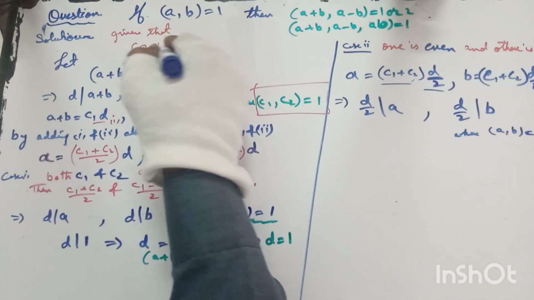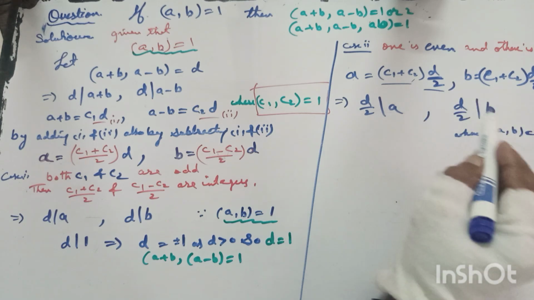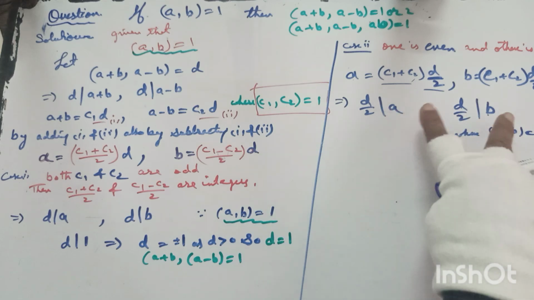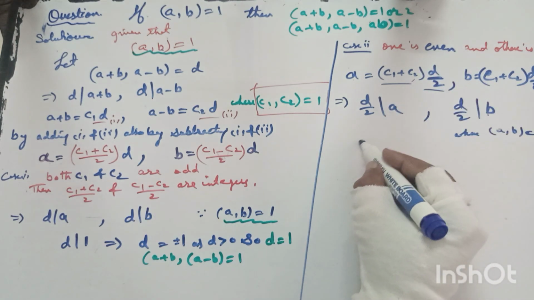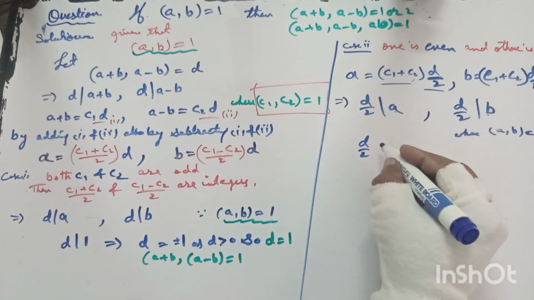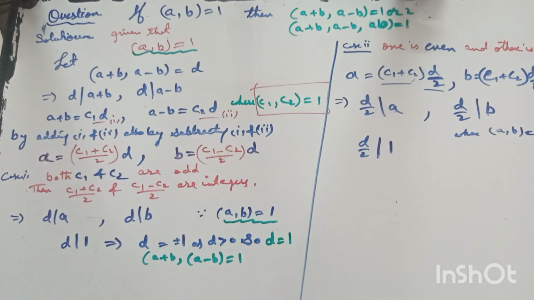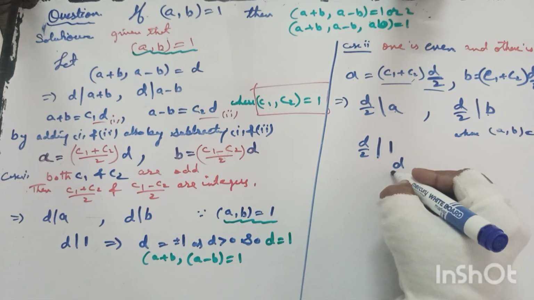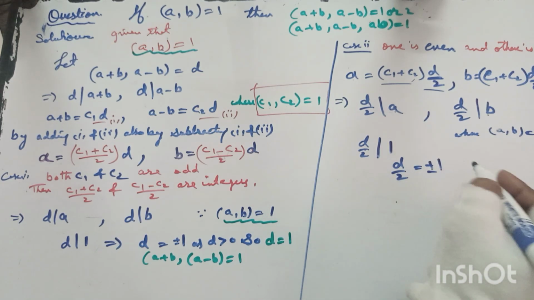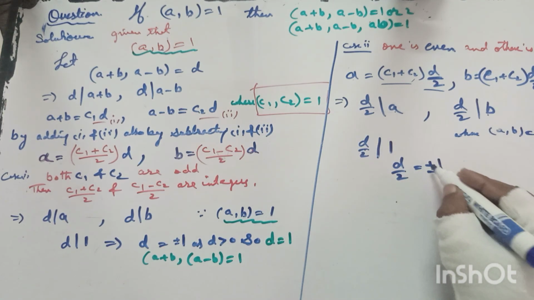The GCD of A and B is 1. So if d is a common divisor of A and B, dividing both A and B, then d by 2 is a common divisor of A and B. Then d by 2 must divide the greatest common divisor, and one has only two divisors, plus 1 and minus 1. So d by 2 has only two values, plus or minus 1.